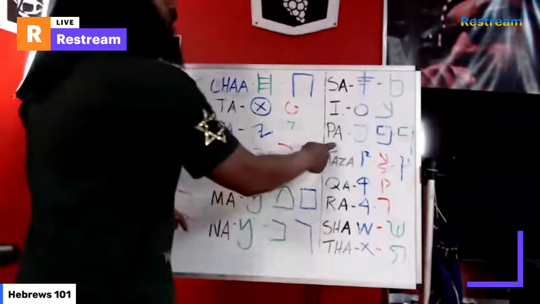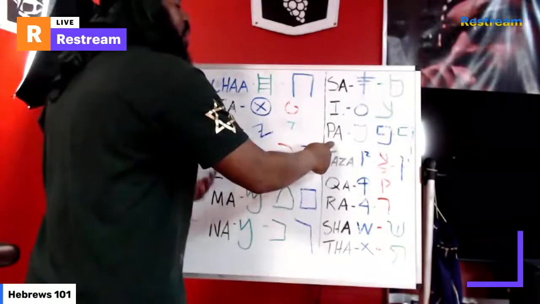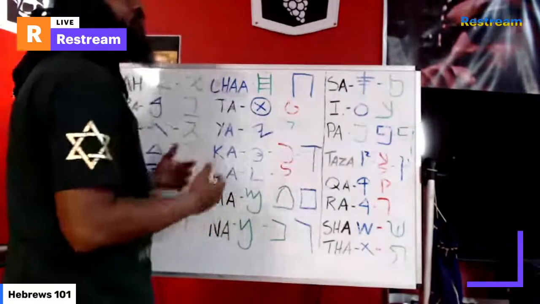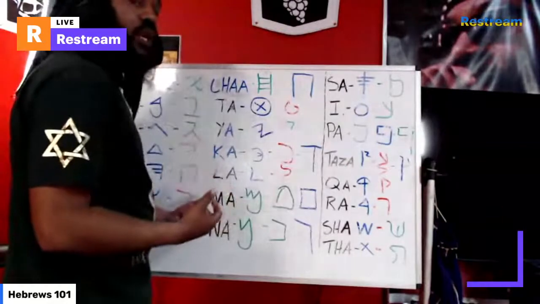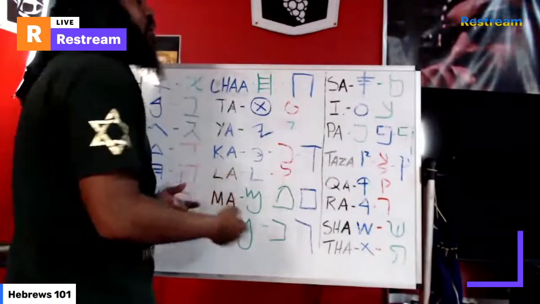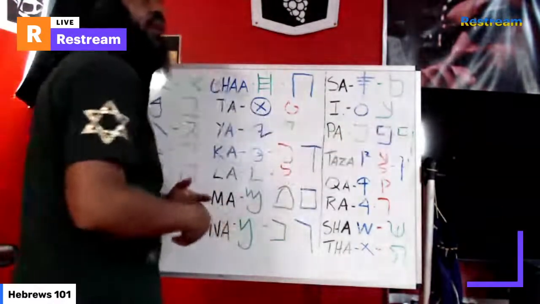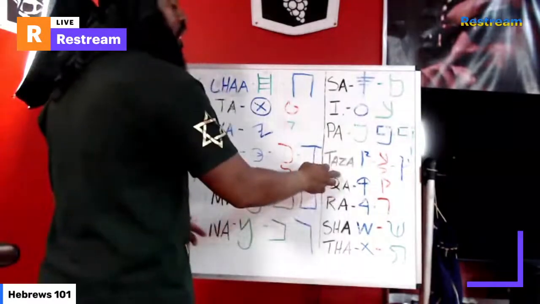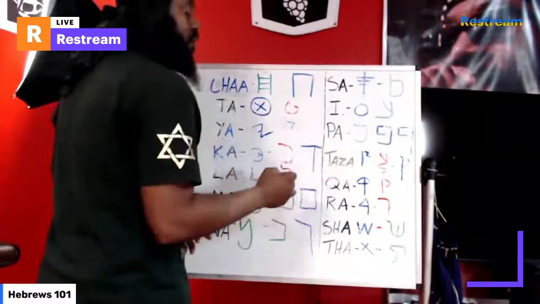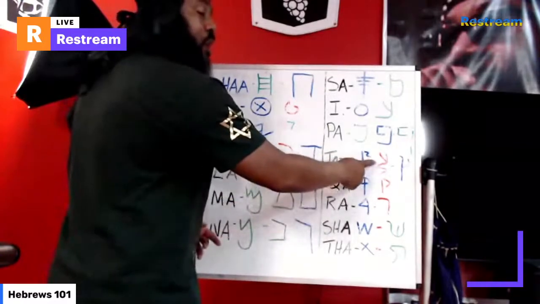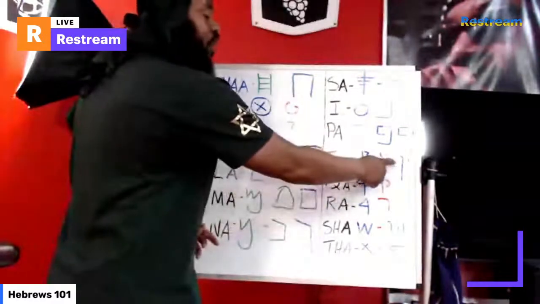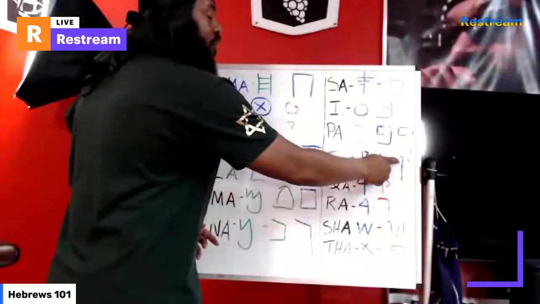Then next we have Pa. Starting off, it's going to look like a capital English G, upside down. But when it's at the end of the text, it's going to kind of look like the number 9. Then next we have Tazah. In Assyrian Hebrew, a crooked letter Y. When it's at the end of the text, it turns around and goes straight.